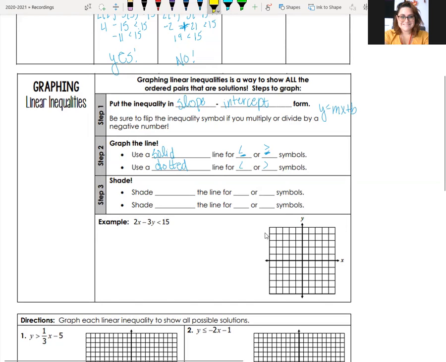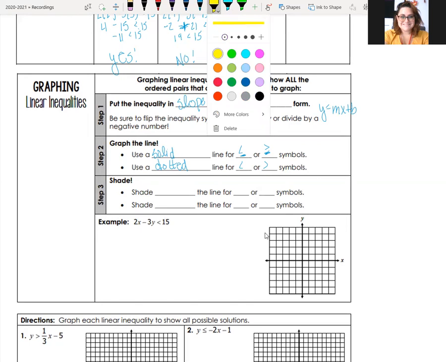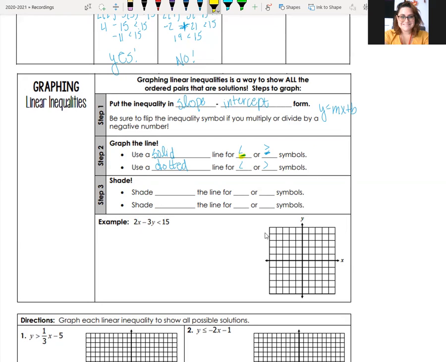So the way I think about it is this tells me to draw a straight line. If it's not there, then I don't draw a solid straight line. I would draw a dotted line. The last one we have is shading above and below. If we have greater than symbols, we shade above, and if we have less than, we shade below.